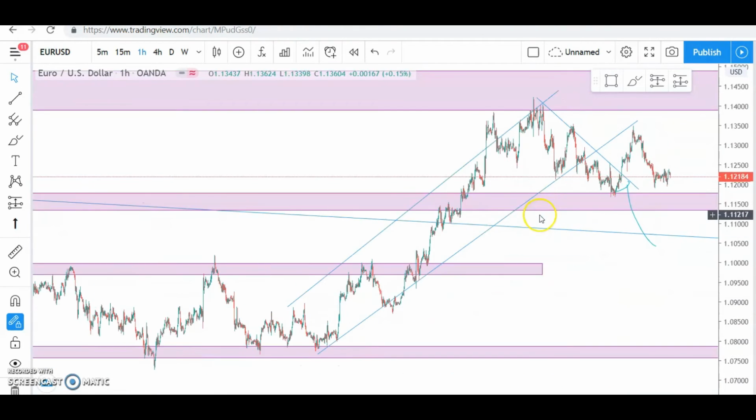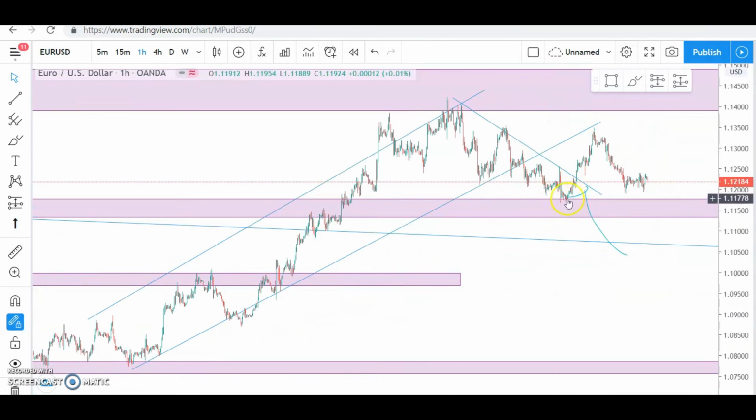On Euro USD, we predicted that the price was gonna push up and then down at this trend line, but then price just pushed up as predicted. So if you entered a Euro USD buy, you got your profit. But then it broke this trend line again and pushed way to this key resistance level that I'm just identifying now. We're gonna get back to it.